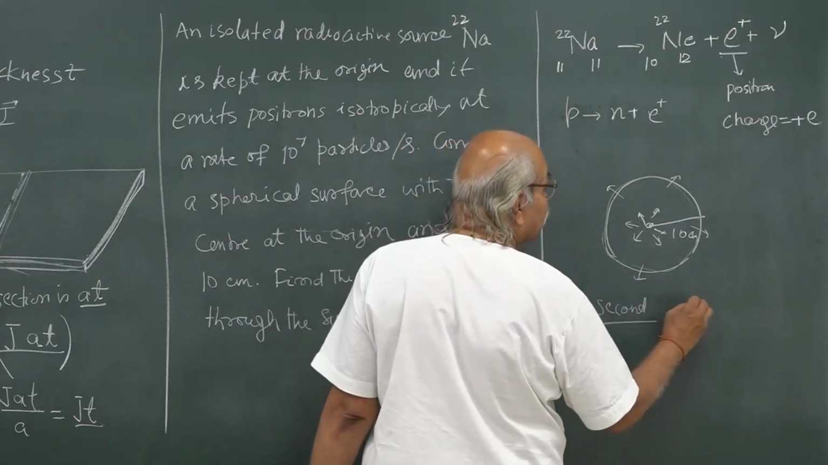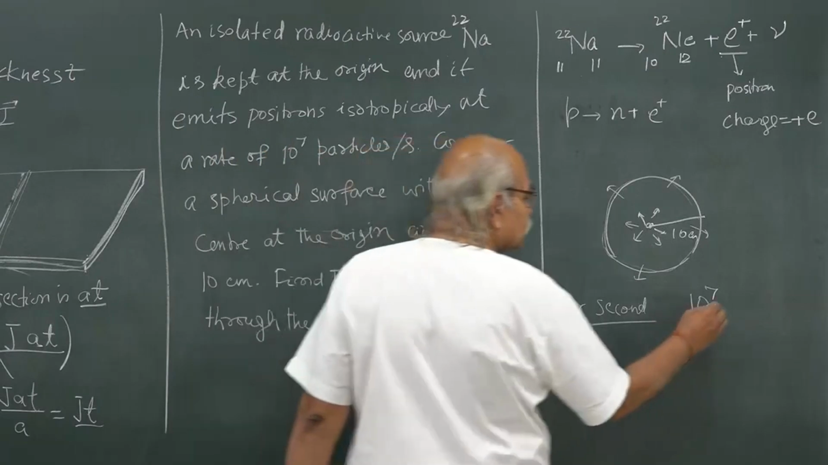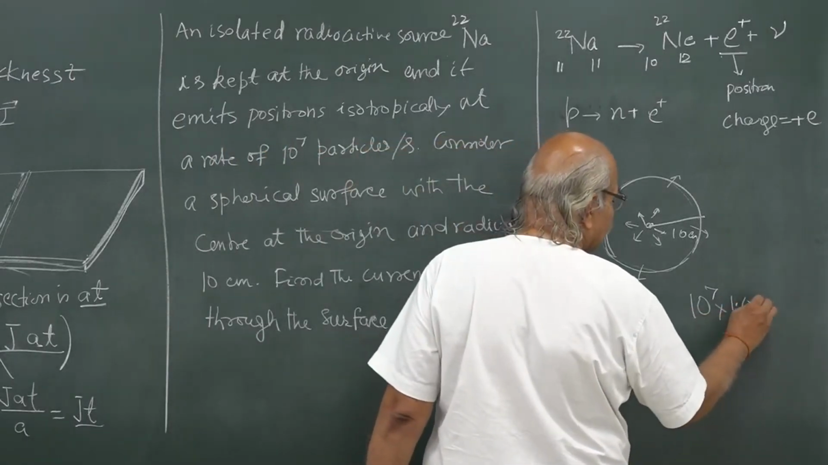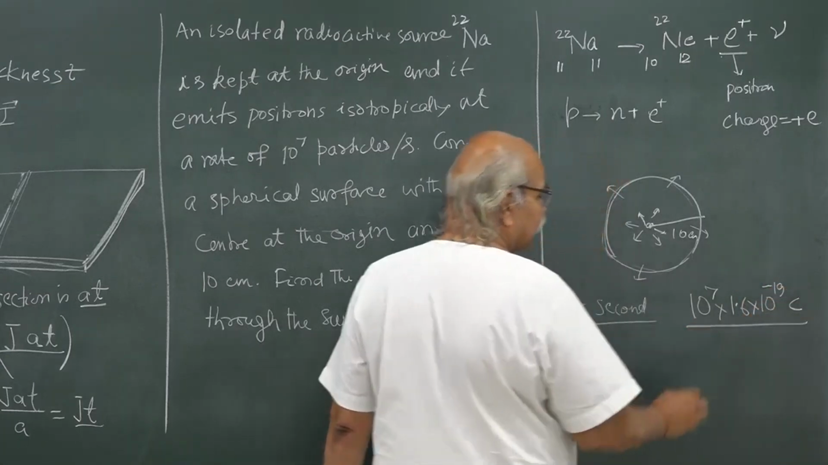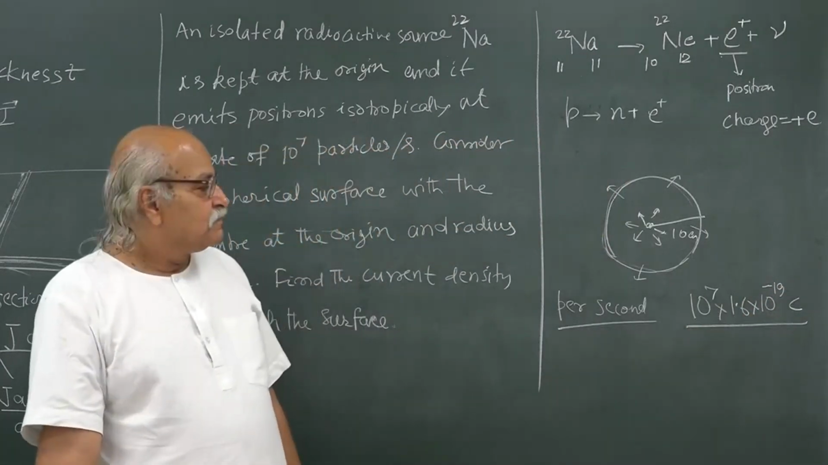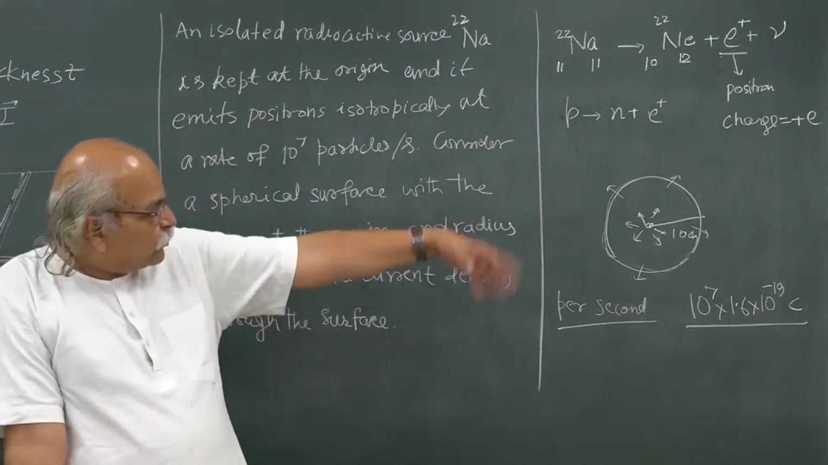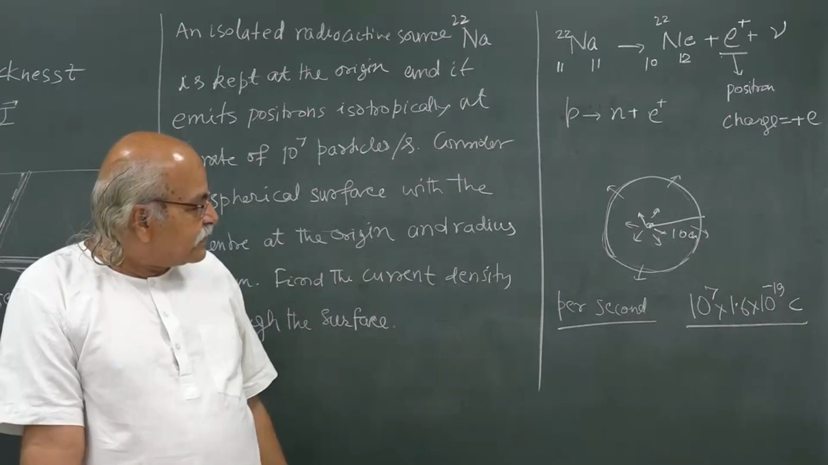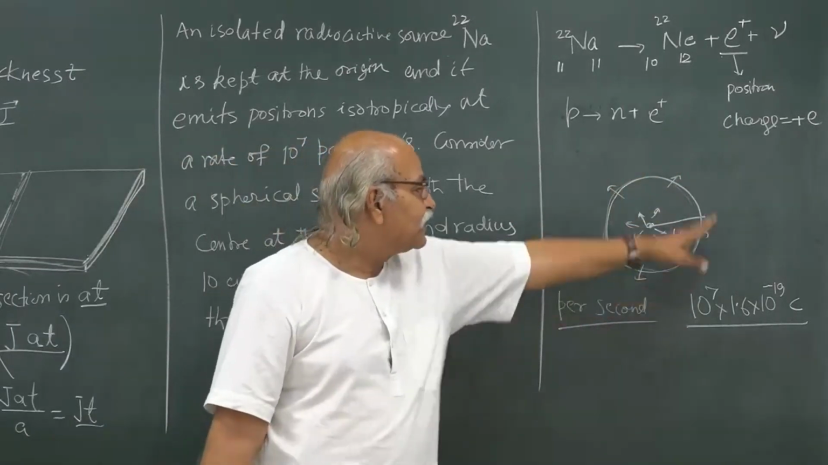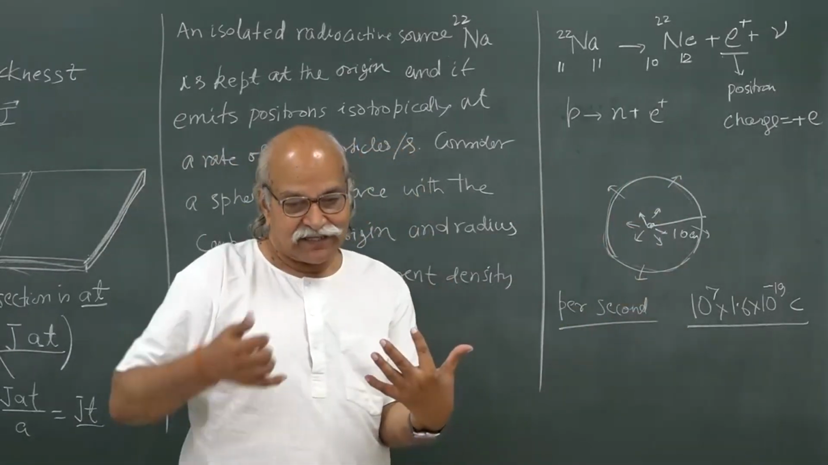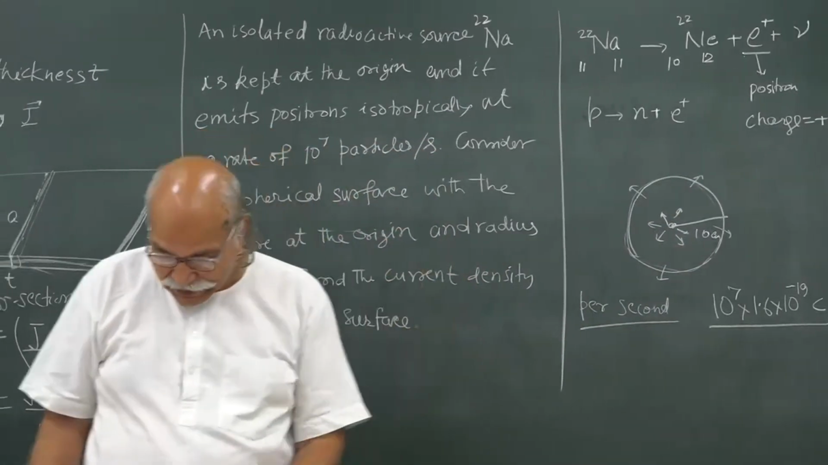How many positrons? Number of positrons will be 10 to the power 7. Number of positrons times 1.6 into 10 power minus 19 Coulomb. So, this much charge is going per second. So, this is the total current, and then it is going through that 4 pi r square. So, you can divide and get the current density here. You have taken a surface and from that surface charges are crossing, and you are asking what is the current density there. So, this is how you can get it.